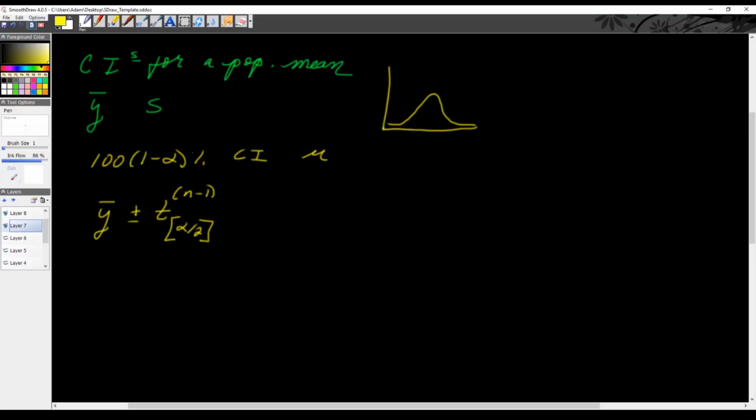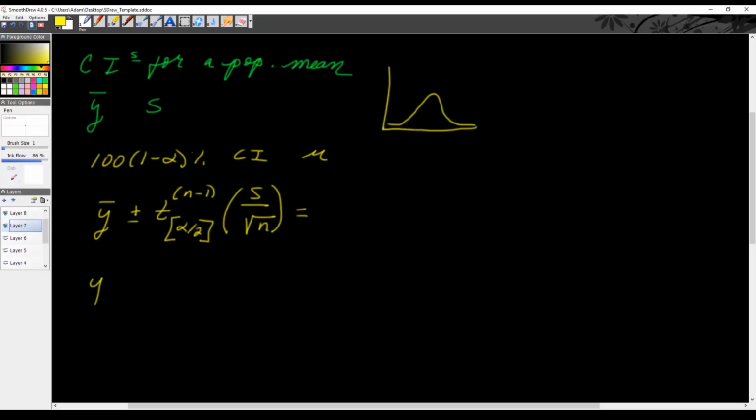That's t, not t raised to the x. This is t sub alpha divided by 2, superscript n minus 1, which denotes the critical t value with the alpha divided by 2 area in each tail under the t distribution with n minus 1 degrees of freedom. And then we multiply that by the standard deviation divided by the square root of the sample size. That's the square root of n. Let me write that more clearly.